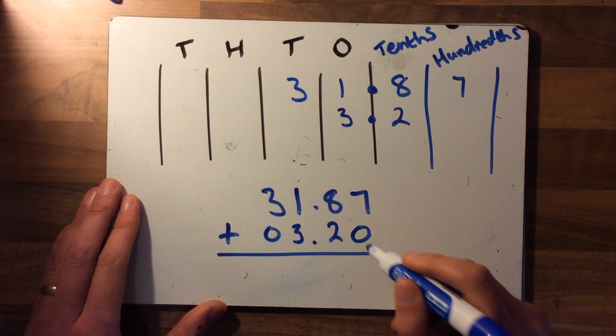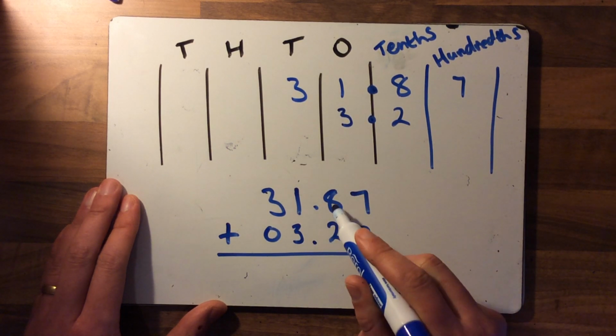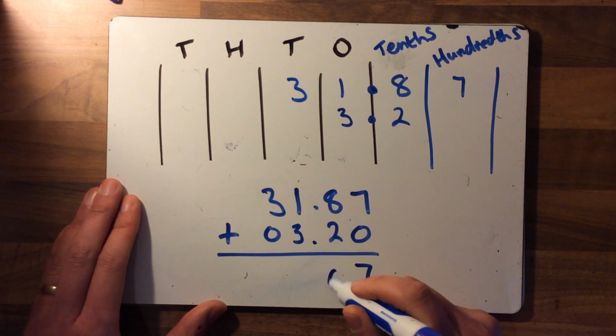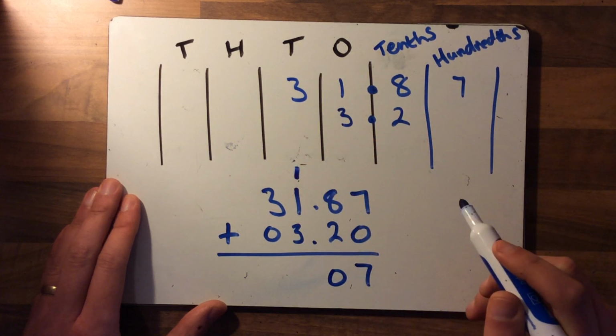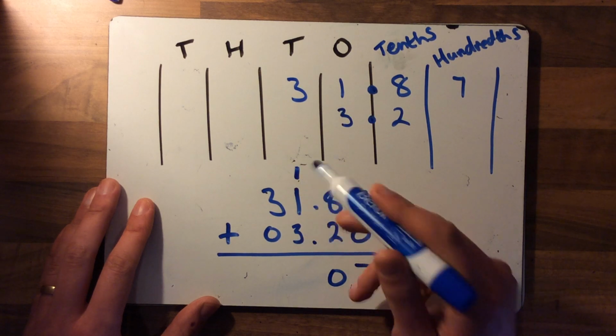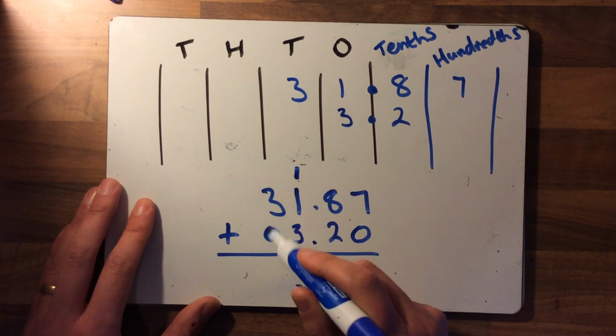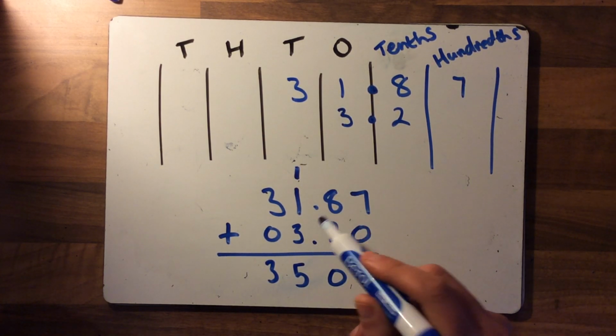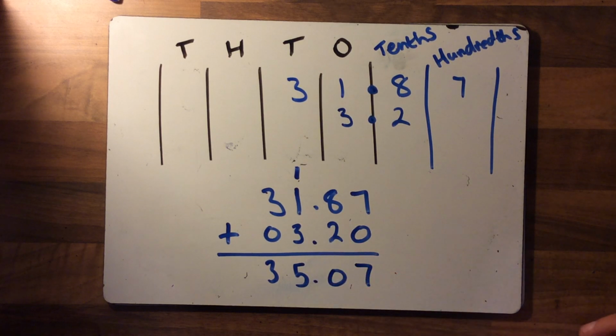So 7 add 0 is 7. 8 add 2, remember this is 8 tenths add 2 tenths, so 8 tenths add 2 tenths is 10. That's why it goes over to there, because it's gone into the ones, hasn't it? And then 3 add 1 is 4, 3 add nothing is 3. So at the moment we've got our answer as 3,507. Clearly wrong, because these need to be lined up like this. Okay, decimal points, one on top of another.